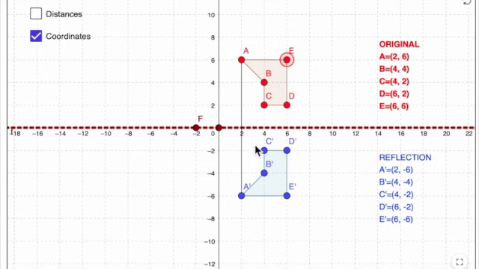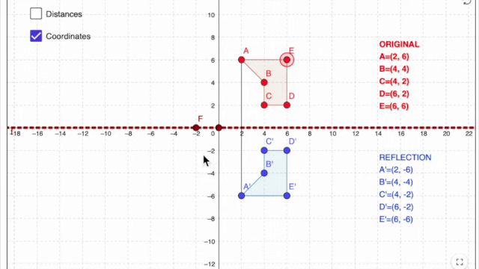So when you reflect it across the x-axis, the x coordinates remain the same. As you can see here, in the original and the reflection, the x coordinates are the same, but the y coordinate is transformed into its opposite. That means its sign is changed. So 6 becomes -6, 4 becomes -4, and so on.